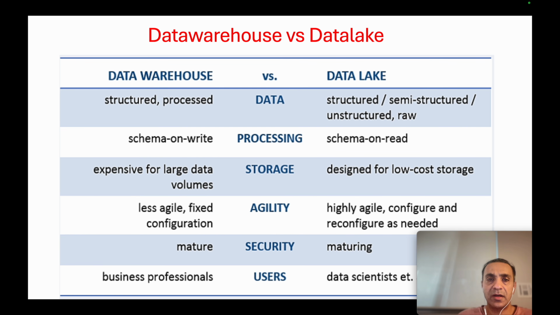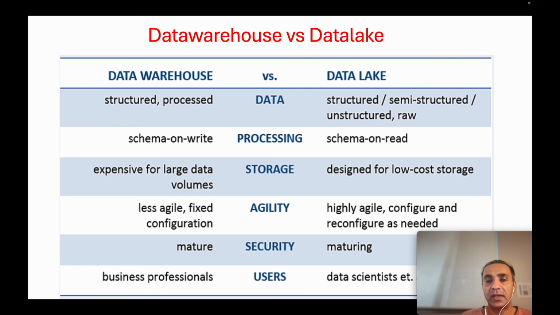The processing of data on a data warehouse happens in a way where a schema is predefined when you are writing the data or storing the data. However, data lake allows data processing where you can define your own schema when you are reading the data or you are extracting the data from data lake using some queries or SQL queries maybe. So in terms of data storage, data in a data warehouse is expensive to store for large data volumes. However, data lake is designed for low cost storage.